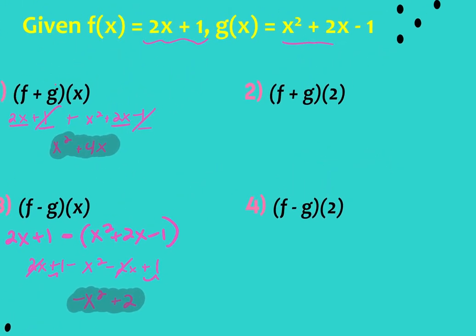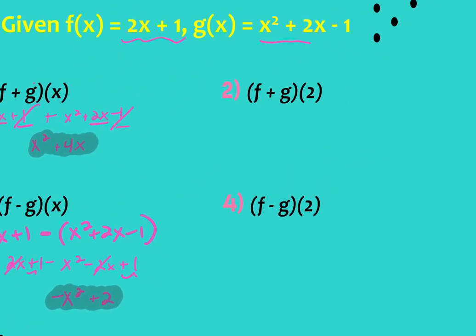Okay, so then when you get to 2 and 4, notice the difference. There's now a value in for the x. So you have two choices here. You can either do what we just did first with the expressions and then take the 2 and plug it in at the end, or you can find f of 2 and g of 2 and add them together. So I'm going to show you both, but then you get to pick from there. So the first one would actually be to find f plus g of x, which we already did. We did that over here, which is x squared plus 4x.